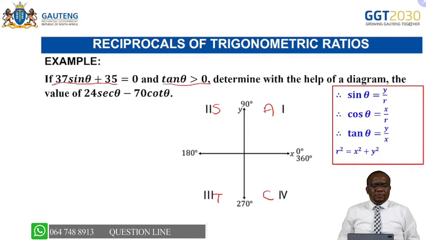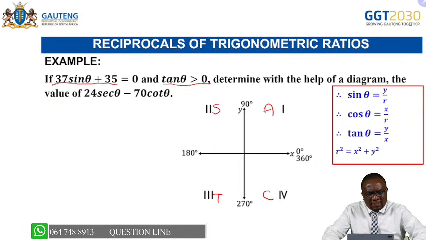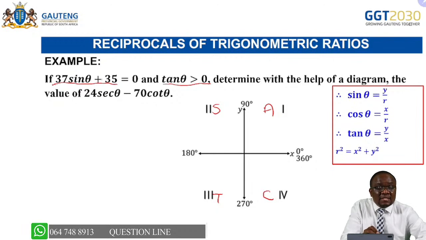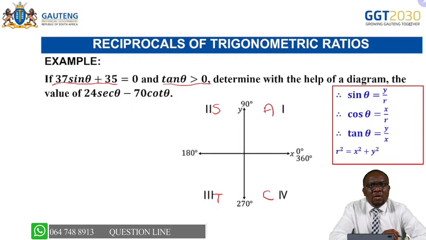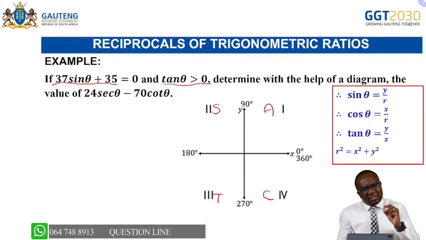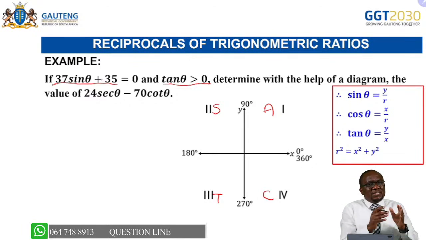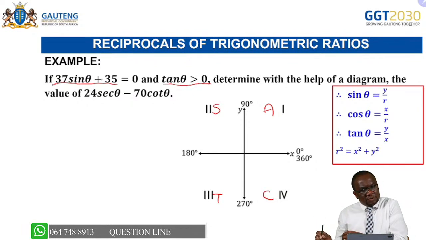So now I want you to listen, okay? And then I'll give you time to write things down. The next slide I'm going to show you, I want you to listen now. So when given a problem like this, 37 sine theta plus 35 is equal to 0, what do you do? We have to isolate our trigonometric ratio. What do I mean by that? When I say isolate, I mean make the trigonometric ratio the subject. It must be sine theta is equal to.